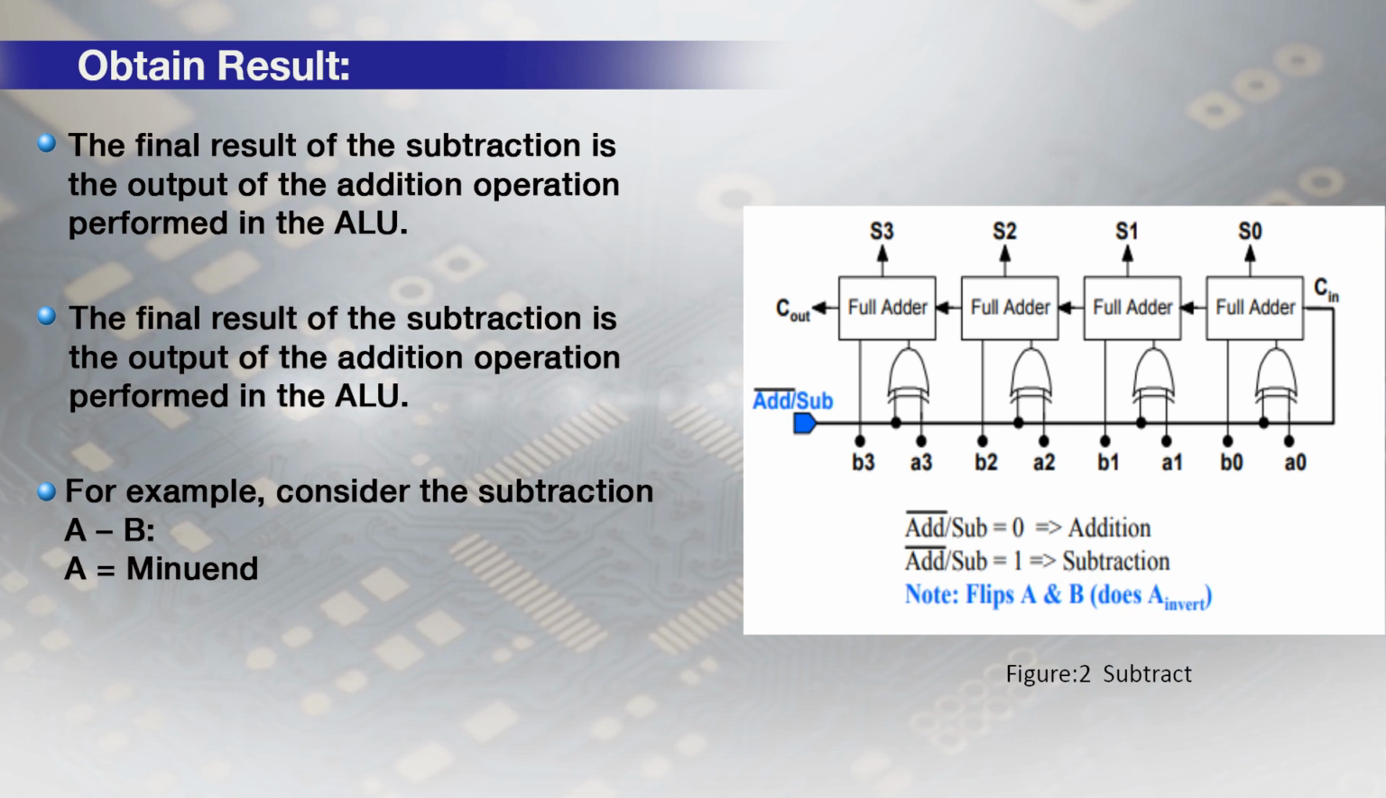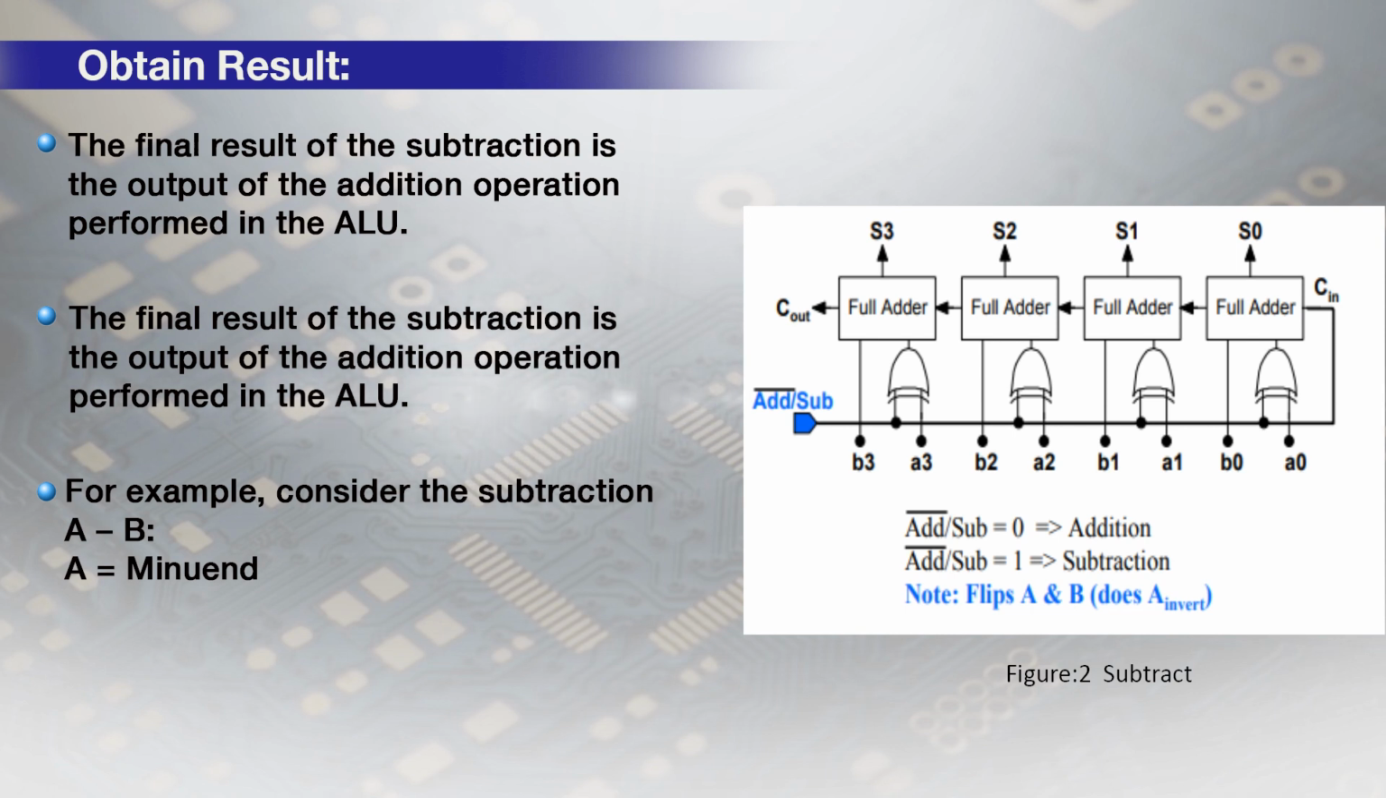Obtain the result. The final result of subtraction is the output of the addition operation performed in the ALU. If there is no overflow, the result is the correct subtraction of the two numbers.